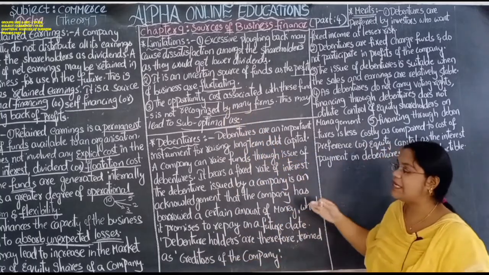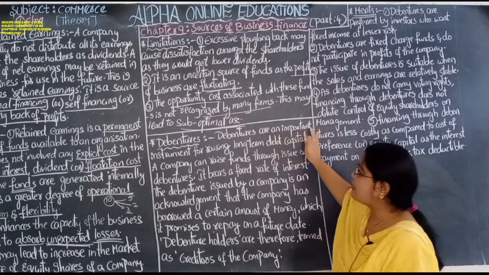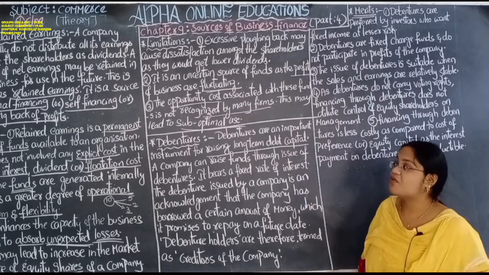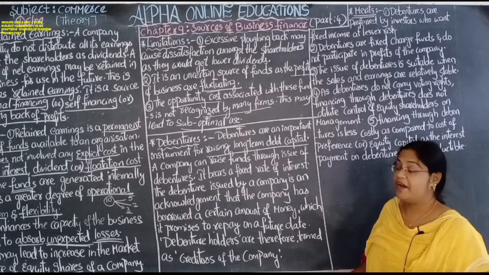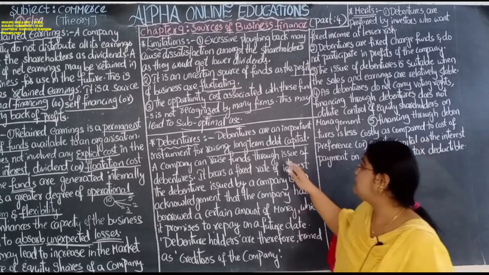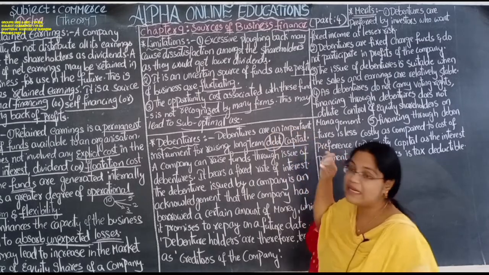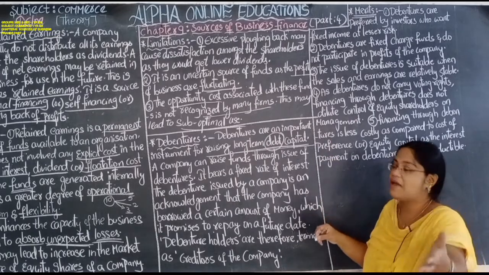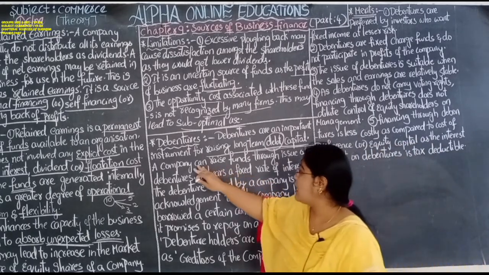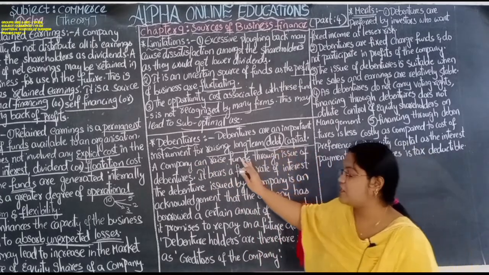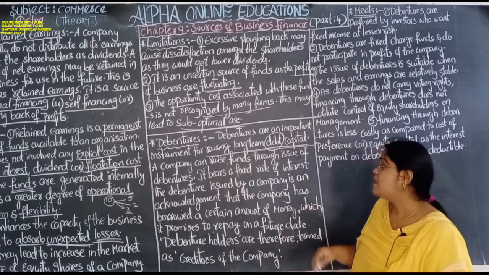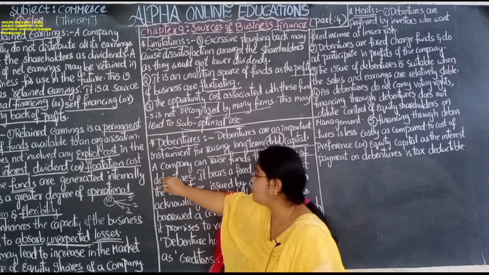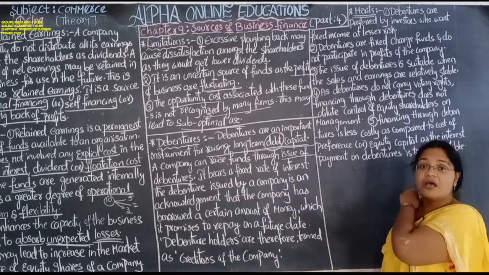Let us focus on the debentures. The debentures are an important instrument for raising long term debt capital. So with the debentures we can raise long term debt capital. Debt means loan. So long term debt capital, we can bring in capital on loan, and it lasts for a very long time. The company can raise funds through the issue of debentures. The company will issue the debentures just like how it will issue the shares.